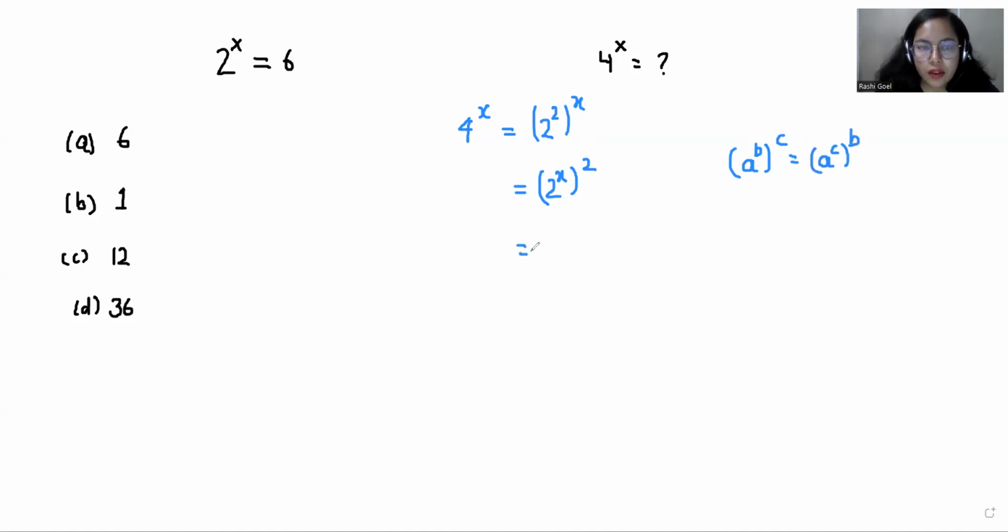Now we have the value of 2^x, that is 6. So in place of 2^x I can write 6. So 6^2, that is 6 times 6, 36. So our correct answer is 36. The value of 4^x is 36 if 2^x is 6.